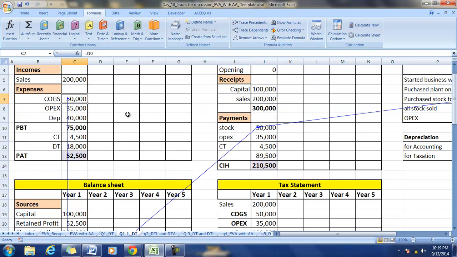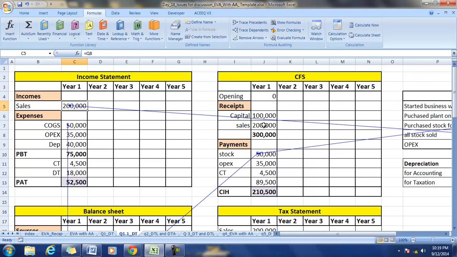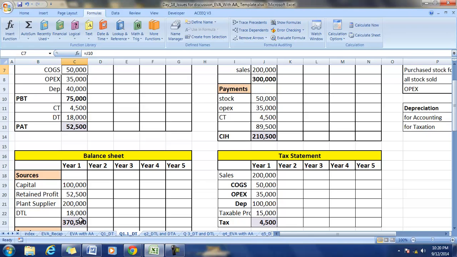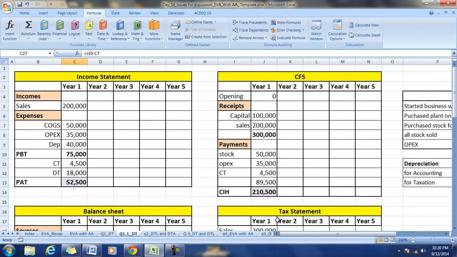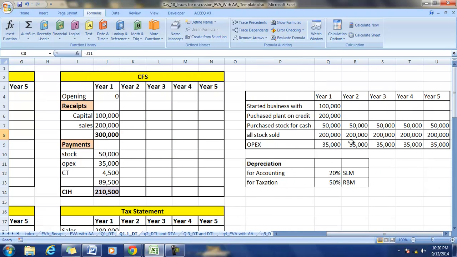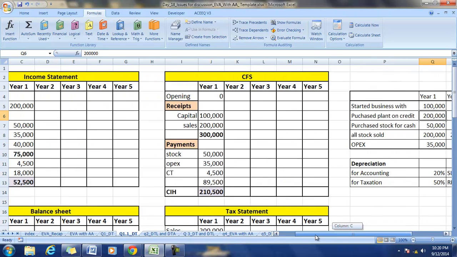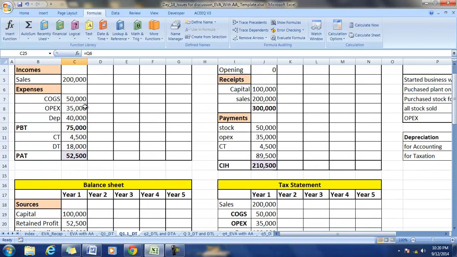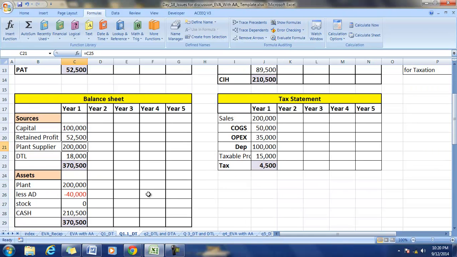and the entire stock is sold for 200,000, and the stock sale is for cash, and that is an inflow of cash, a receipt, an income supported by cost of goods sold and the reduction of stock to that extent. The operating expense, the OPEX for the period, is 35,000, and OPEX is an expense and a payment. Purchase plant on credit 200,000, which is an asset, and the corresponding supplier appears on the balance sheet.